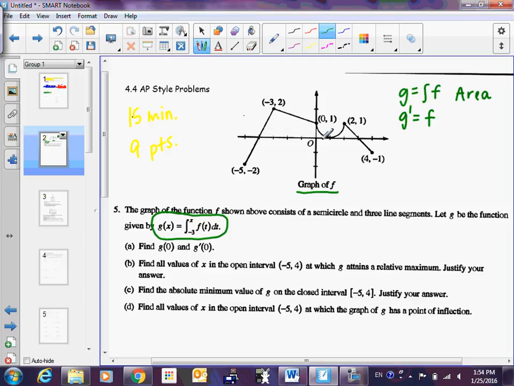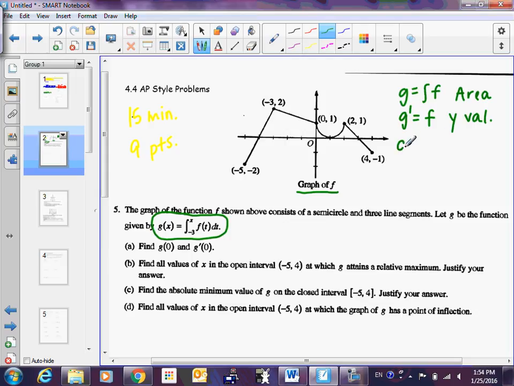Now, what on this graph am I looking for? And I'm going to give you 3 options. Area, slope, or y values. For what is g prime, which is the same as f? If I looked on this graph, and I wanted to find f of 2, I would look at the actual point, which would be the y value. So if you were thinking slope, hold tight, because that's going to come up next.